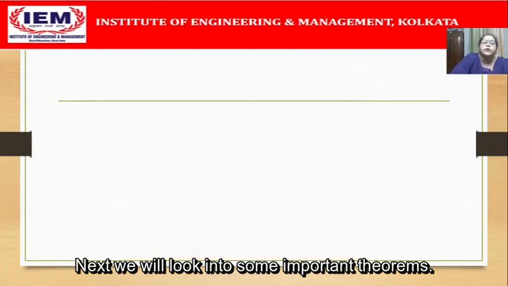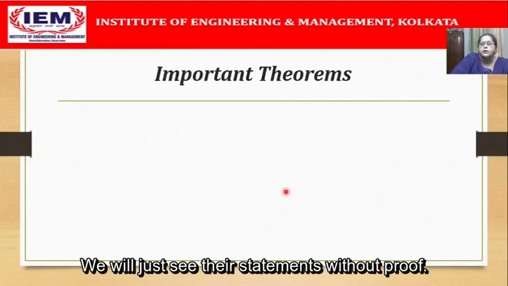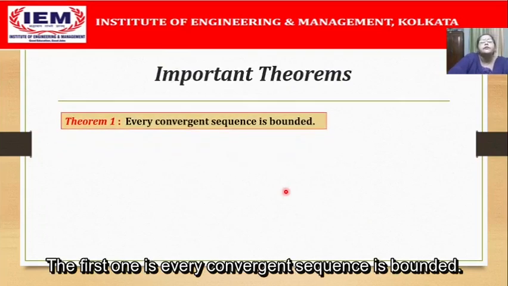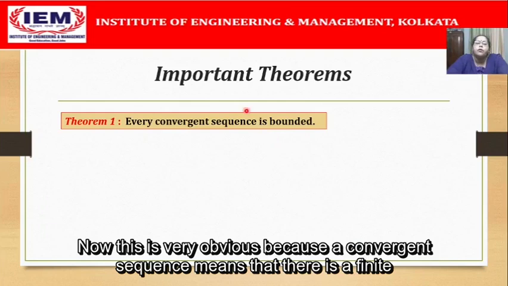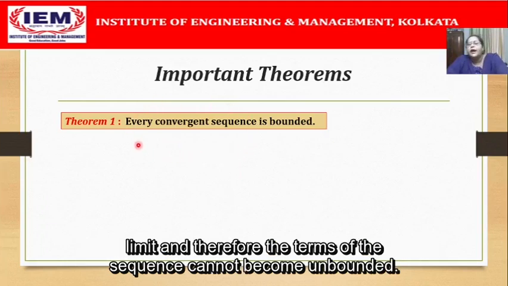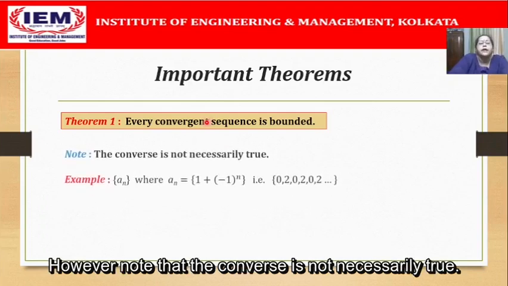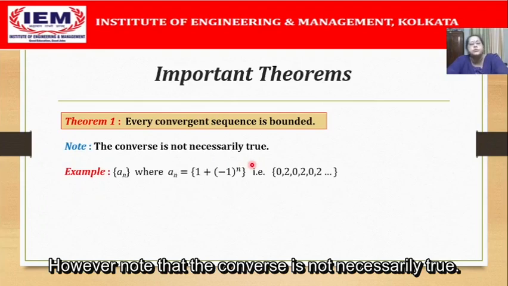Next, we will look into some important theorems. We will just see their statements without proof. The first one is: every convergent sequence is bounded. Now, this is very obvious because a convergent sequence means that there is a finite limit and therefore the terms of the sequence cannot become unbounded. However, note that the converse is not necessarily true.